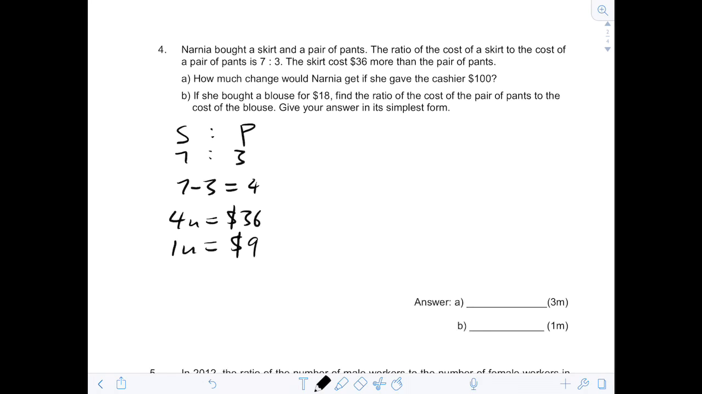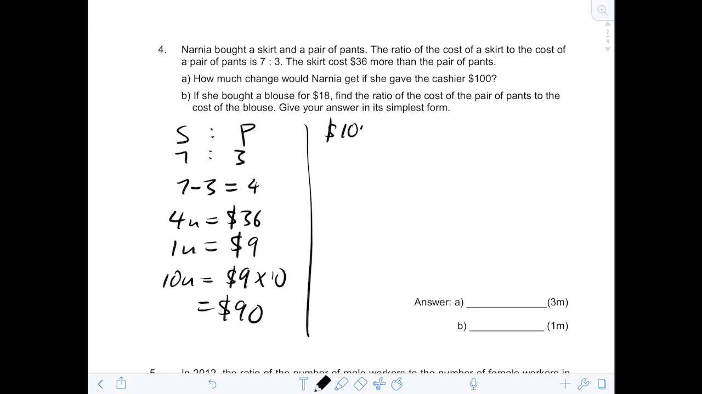Okay, after finding this, check out what's part A. How much change would Narnia get if she gave the cashier $100? So right here you have to find how much is the total that she spent. The total will be 7 units for the skirt and 3 units for the pants. So you get 10 units in total, $9 times 10 gives you $90. Just do your simple math, $100 given minus the $90 that it costs, you get $10 change back.